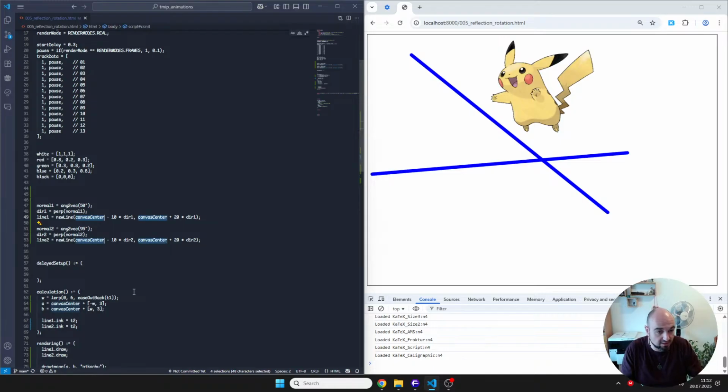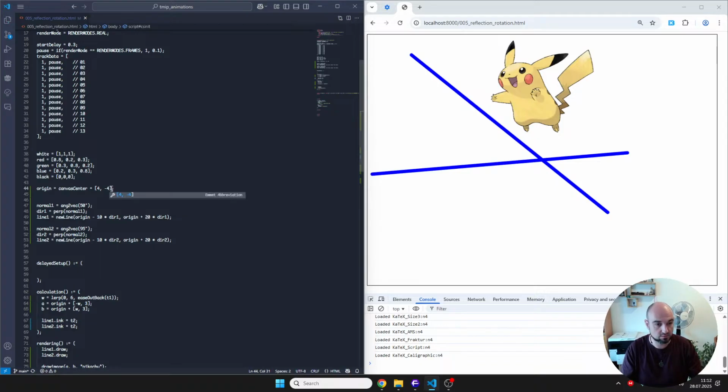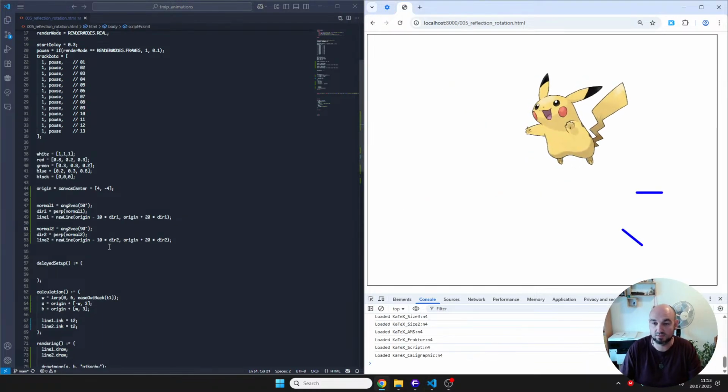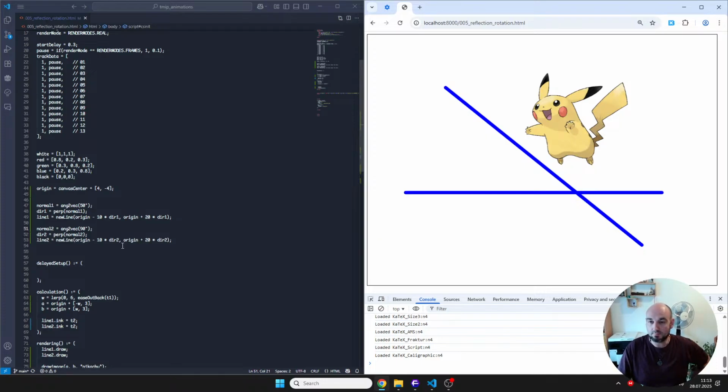So let's revise our plan to make this the canvas center. Let's make it a new point. Origin is canvas... What is going on? Canvas center. Let's move it a little bit to the bottom right, then we have more space. And let's make it 40 degrees. Maybe that's okay.